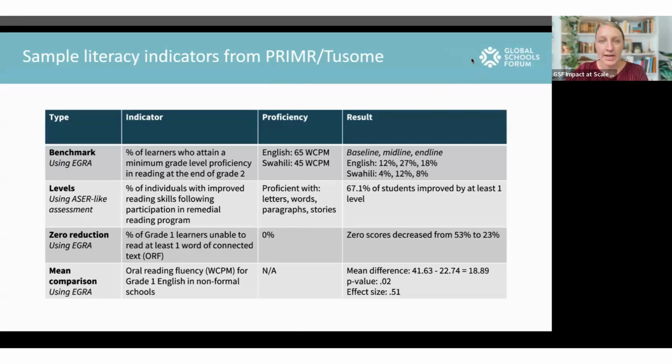And then the last kind is mean comparison. So you're looking at a control group and an experimental group or something like that, and you're comparing the differences in the means. For grade 1 English in non-formal schools, the students who participated in the program grew by 19 more correct words per minute than the control group did. And if you're reporting mean comparison, it's also a good practice to report your p-value and your effect size.